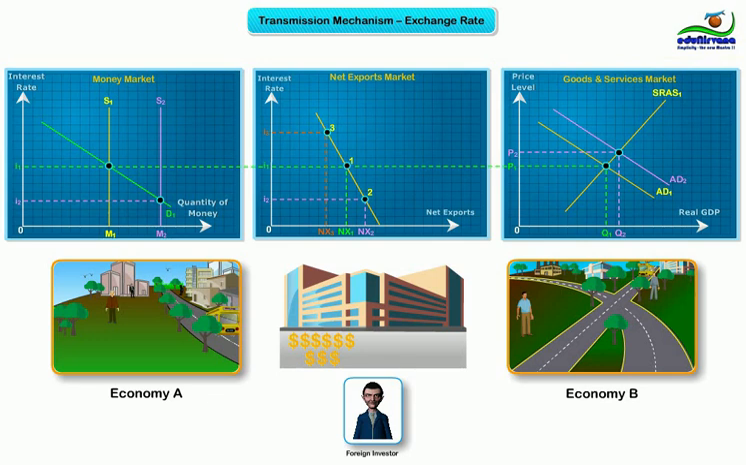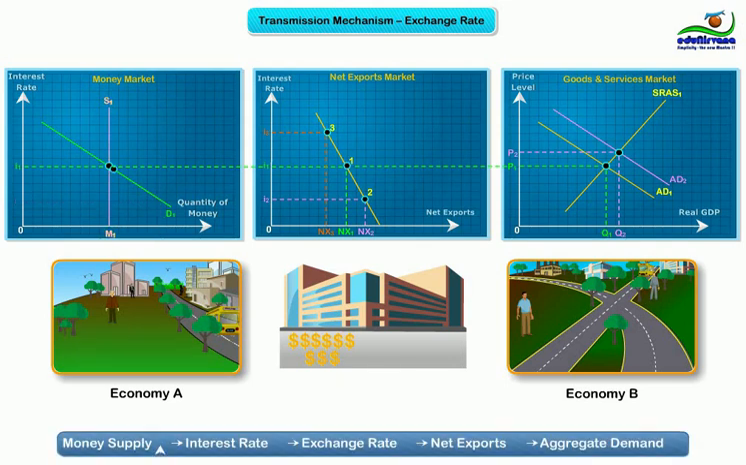The schematic for the monetary transmission mechanism that operates through the exchange rate is: as money supply increases, interest rate decreases and exchange rate drops. Net exports rise and the aggregate demand increases. Great. Simple, isn't it? Let's proceed further.